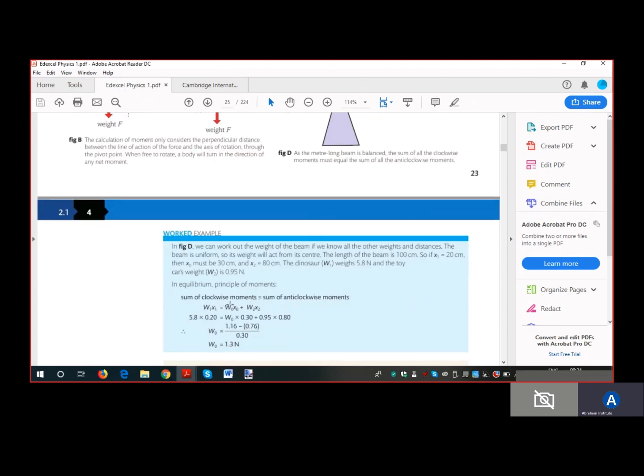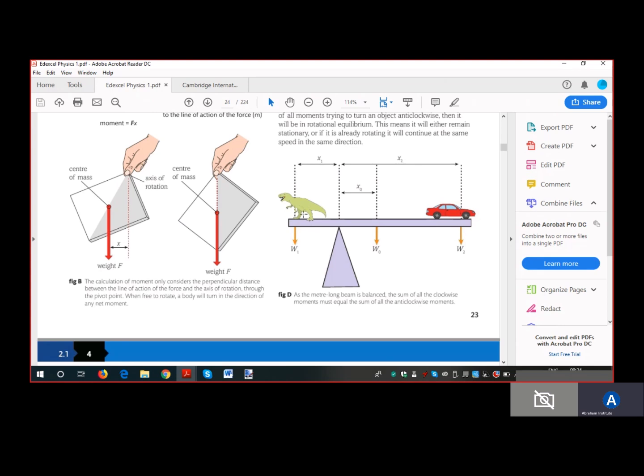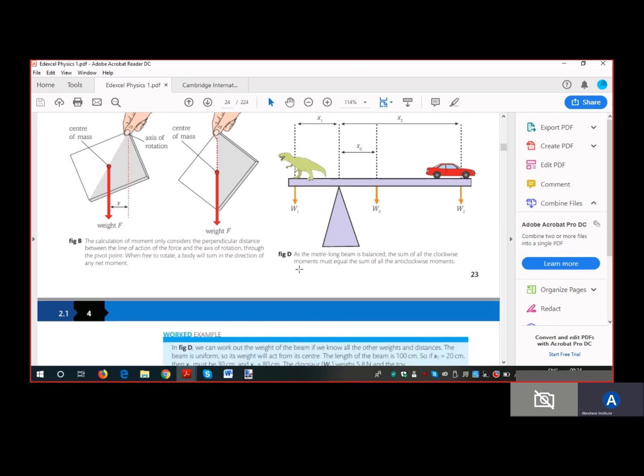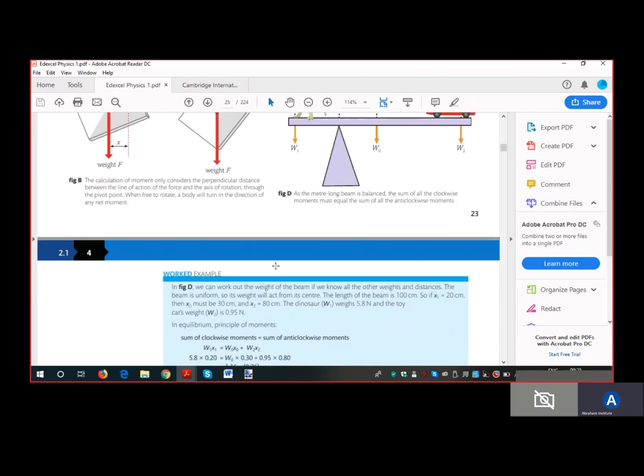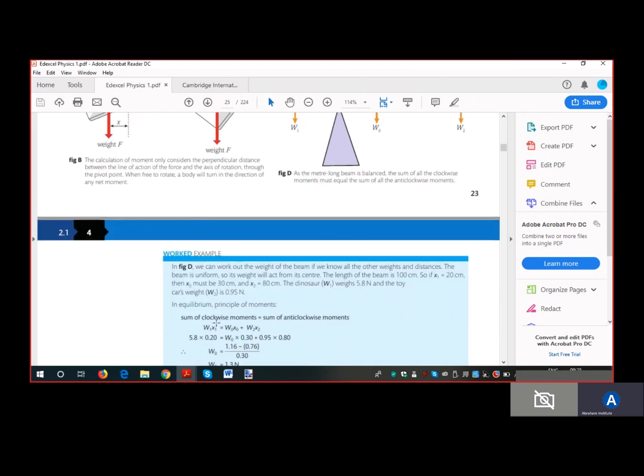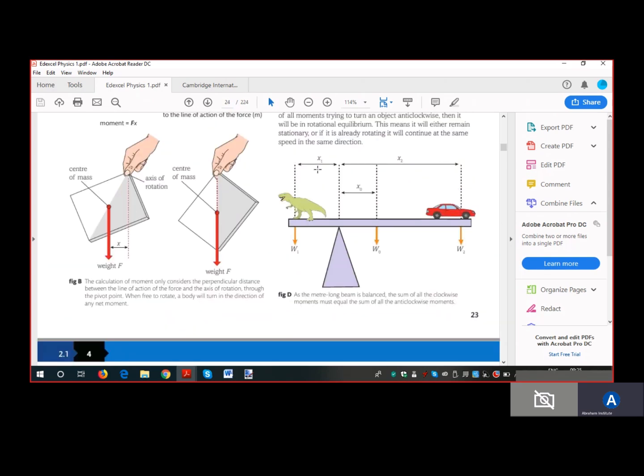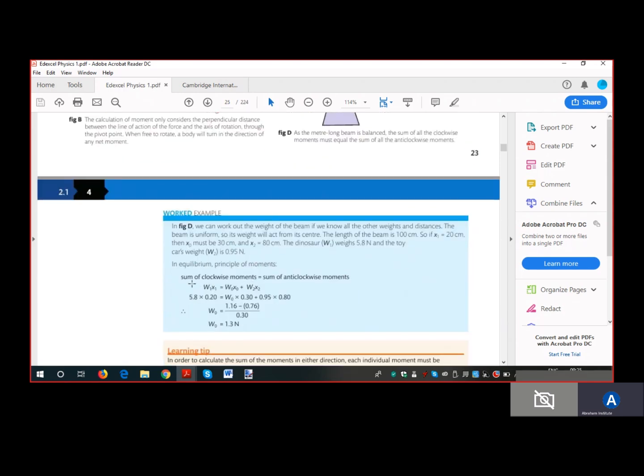This is what they have given. W1x1, the anti-clockwise moment. The total anti-clockwise moment is W1 times x1 about this point. That should equal the total clockwise moments. Actually, they should have written it the other way, because this W1x1 is producing an anti-clockwise moment. So they should have written: sum of anti-clockwise moments is equal to sum of clockwise moments, because they have written the anti-clockwise moment here, which is exerted by the dinosaur on the plank.